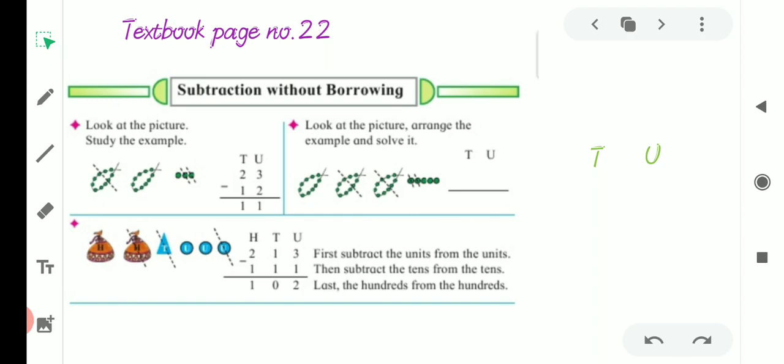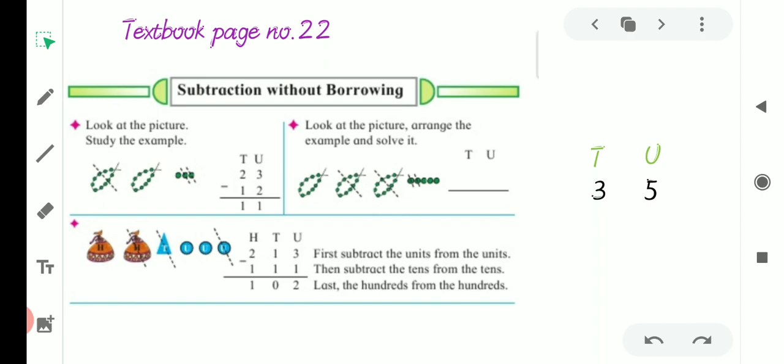First of all we will write the places. I'm solving this sum. Look carefully. Pay attention. How many beads are given? 1, 2, 3, 4 and 5. In all 5 beads are given. So write 5 in units place. And see in tens place how many strings of beads are given? 3 in all. 1, 2 and 3. In all 3 strings are given. So write 3 in tens place.